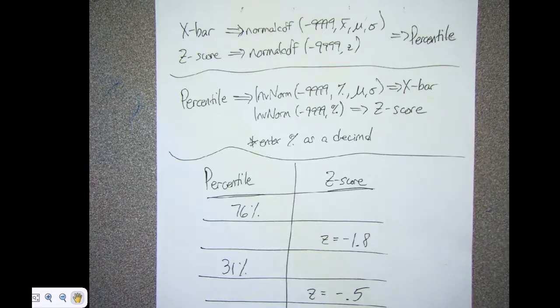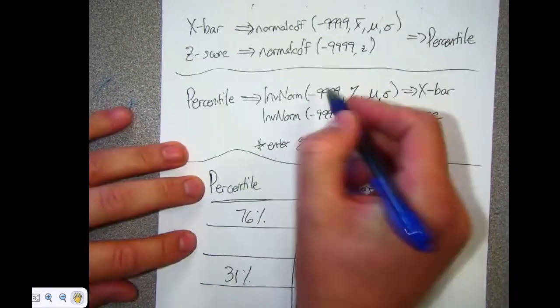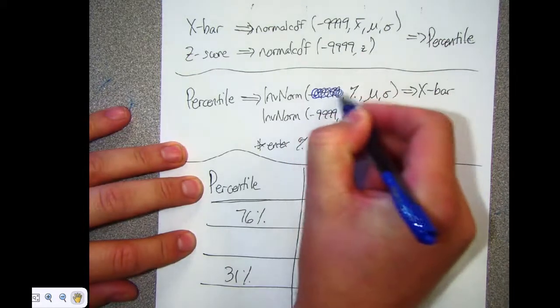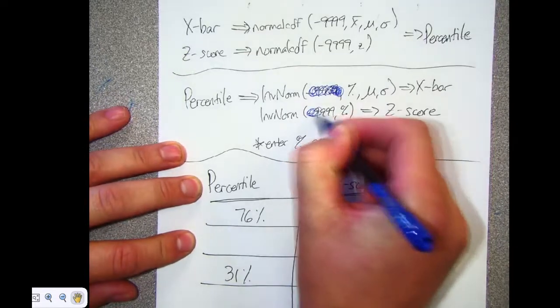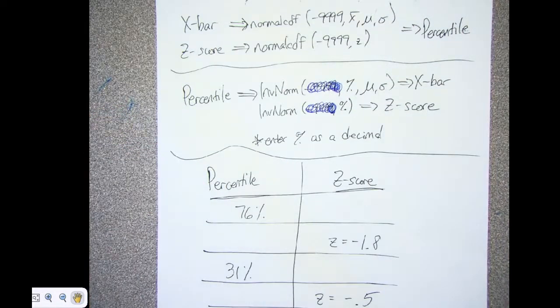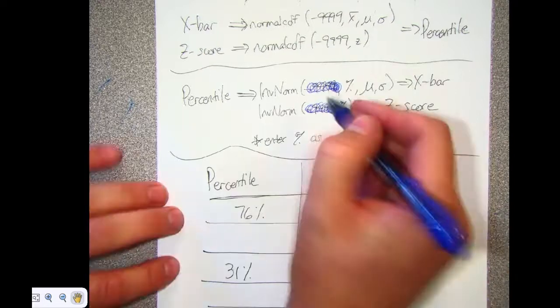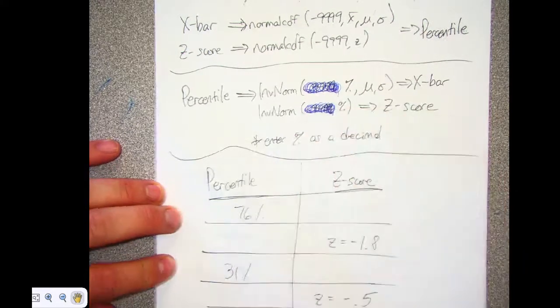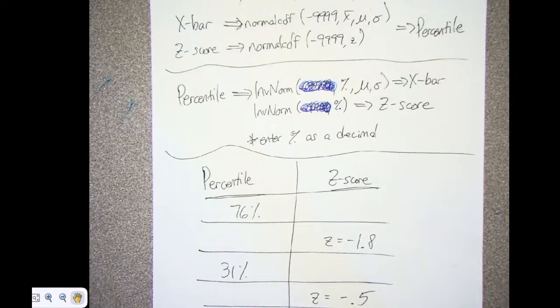But on the sheet, I screwed up. This negative 999 should not be in the inverse norm one. So please cross that out. And I wrote it correctly on the board, but it's not correct on this worksheet. If you try to type it in right now, like Matt was trying it already, it just gives you an error. And make sure you write the percent as a decimal. So if it's 76%, you would put 0.76, for example.